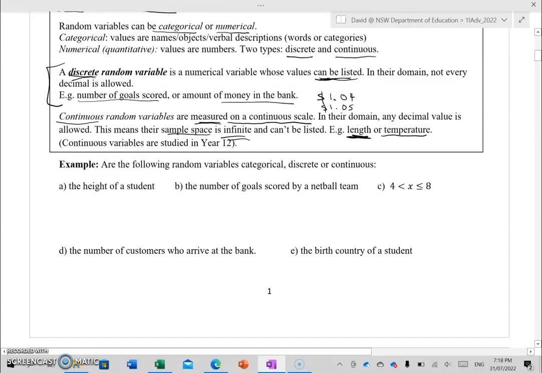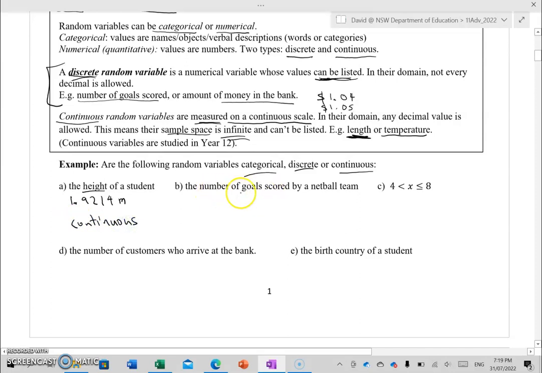Okay, let's do a question. Is it categorical, discrete numerical, or continuous numerical? The height of a student. Height is something you measure, and you can have any decimal you like. The more accurate you go, you can just keep going. I can say a student is this many meters, and I could keep getting more decimal places. There's a continuous scale. The sample space is infinite, so it's continuous.